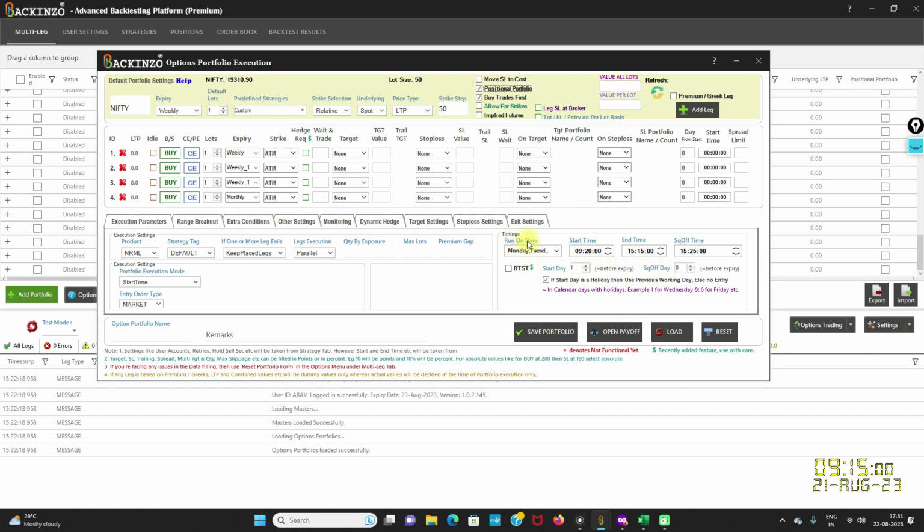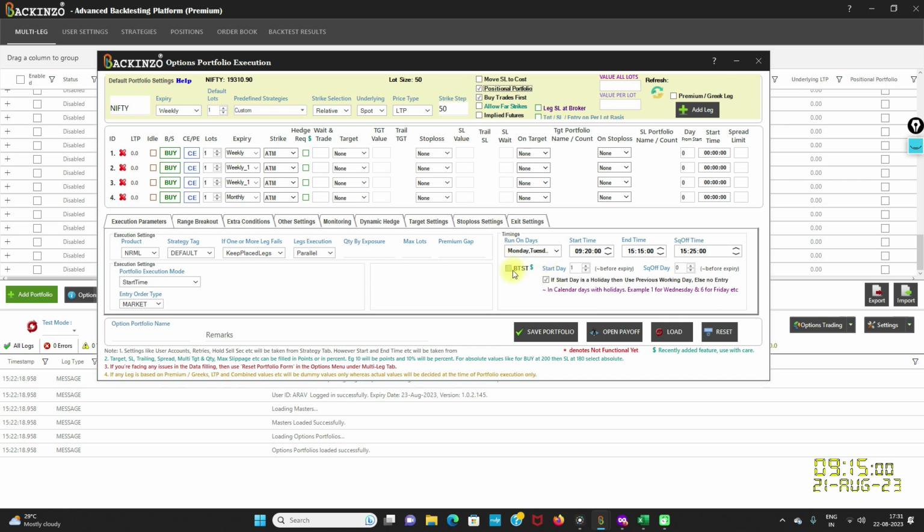Run on days will specify for which days you want to take entry for your positional portfolio. In the case of a positional portfolio, this setting will be applicable only on the start day. Whenever you want to start, just choose that particular day from the run on days.